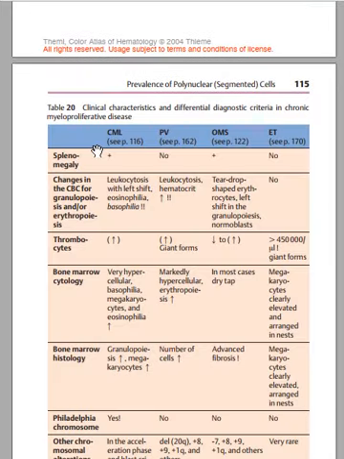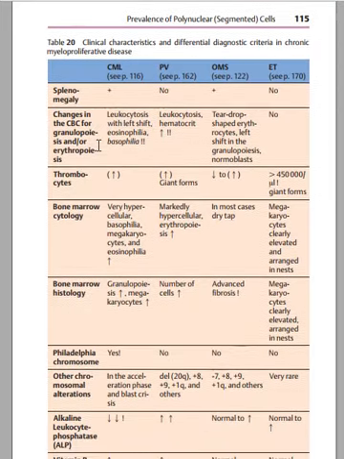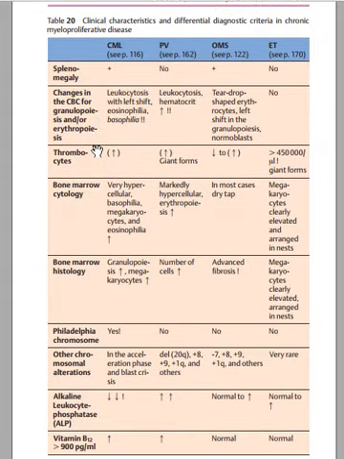Now we need to know the clinical characteristics and differential diagnosis criteria of chronic myeloproliferative disease. In this case, you can have splenomegaly. You have changes in the full blood count: leukocytosis with left shift, eosinophilia, basophilia. Is it clear? Thrombocytes are high in the myeloid pathway. Bone marrow cytology is very cellular with basophilia, megakaryocytes, eosinophils. Bone marrow histology shows granulocytes, and all that is involved.